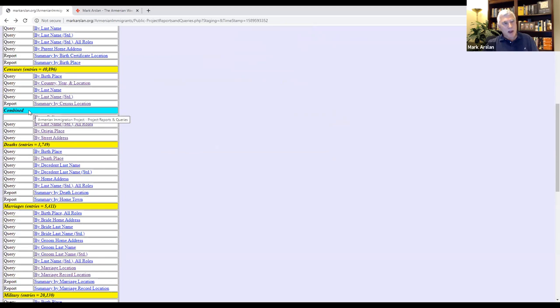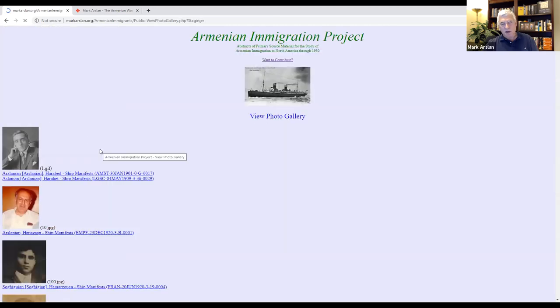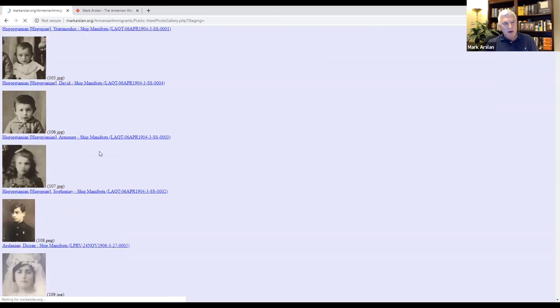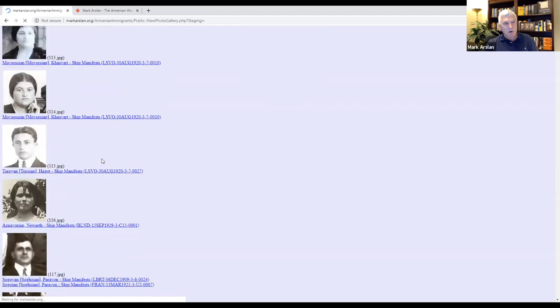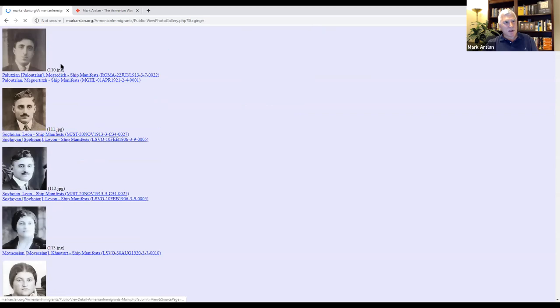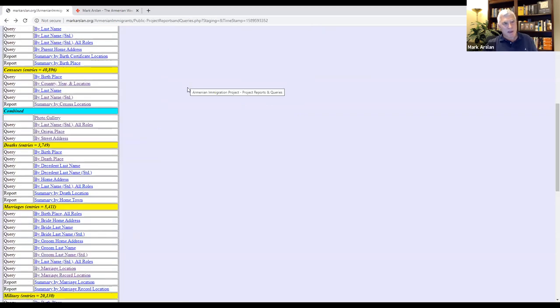But the combined section is pretty interesting. Photo gallery. The photo gallery has 2,500 pictures, and here are all the different nice faces of people and the records they appeared on. I think it's kind of interesting if you just want to see what Armenians looked like back in that day. What I found is there are people that look all kinds of different ways. A lot of people I never would have pictured as Armenians, but anyway.